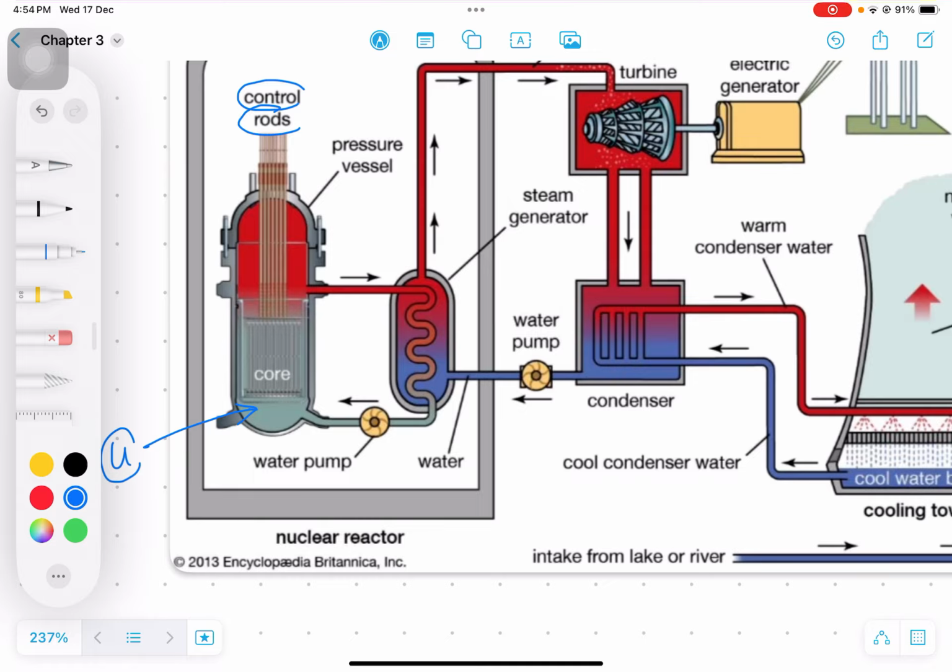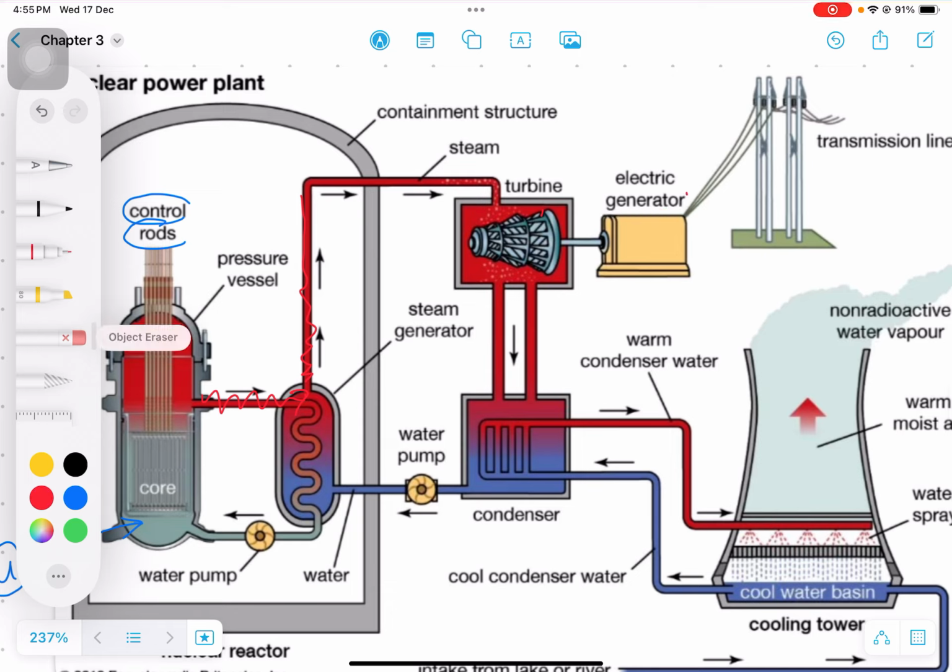Then the water pump heats up the water, and the water comes over here and heats up another body of water, which turns into steam. The steam turns the turbine and generates electricity.